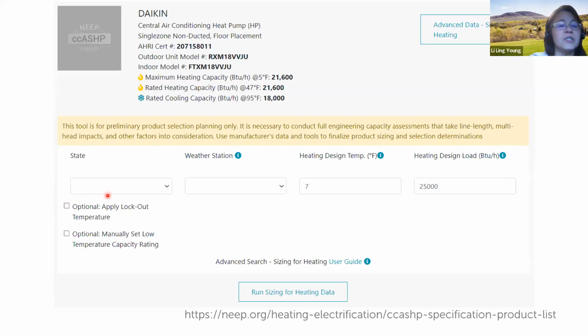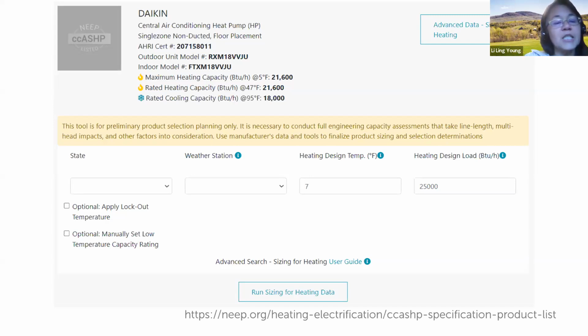So that lockout temperature, this is where you can put in the piece about, we're not going to use the heat pump when it's colder than whatever temperature you pick. If you click that, you can enter the temperature when you would stop using the heat pump and start using some other kind of heating source.